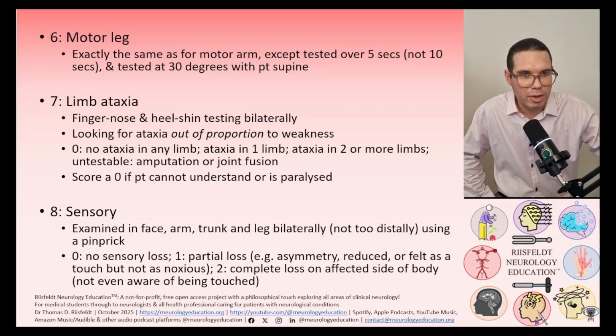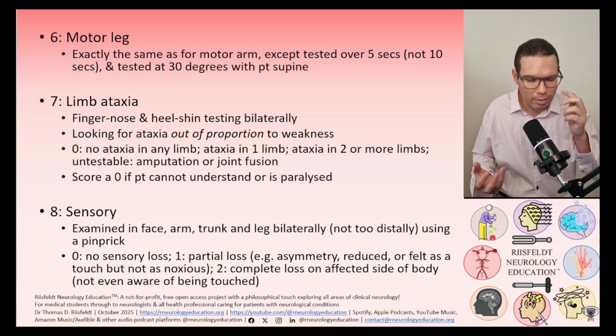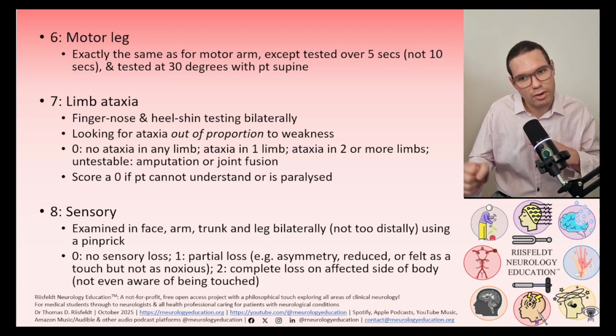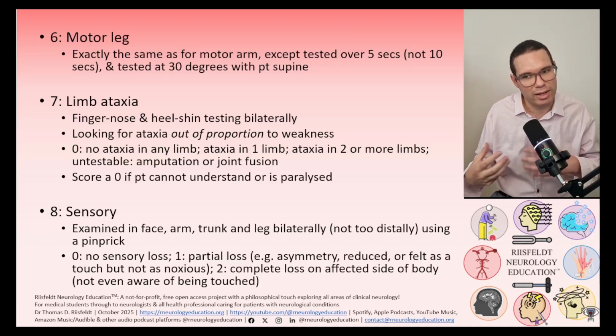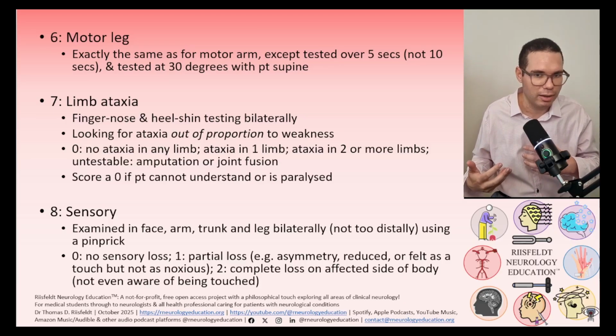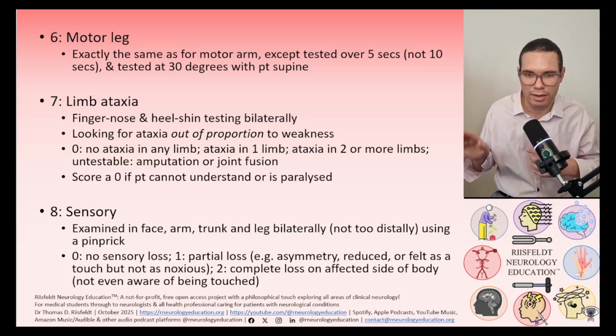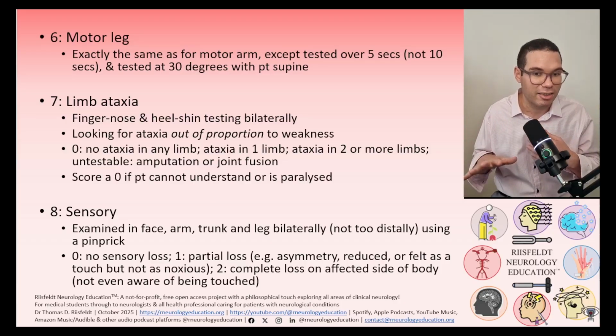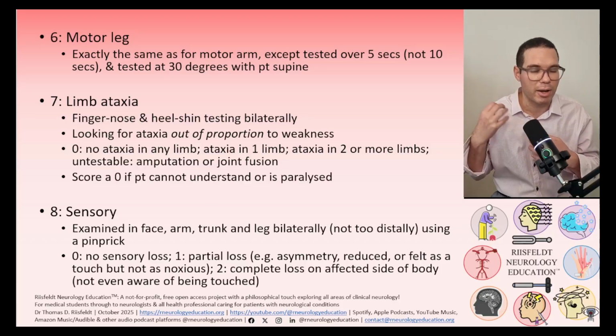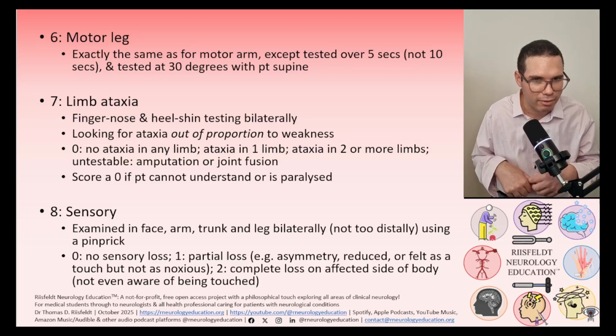The next item, number 6, is motor leg. And this is essentially exactly the same as for the arm, with the only exception being it's tested over 5 seconds as opposed to being tested over 10 seconds. And I think that's because the leg is just a bigger, heavier limb, and so it's harder to keep your leg in the air for a long time compared with keeping your arm in the air for a long time. So that's why the threshold is lesser for the leg than for the arm. So just remember, arm 10 seconds, leg 5 seconds.